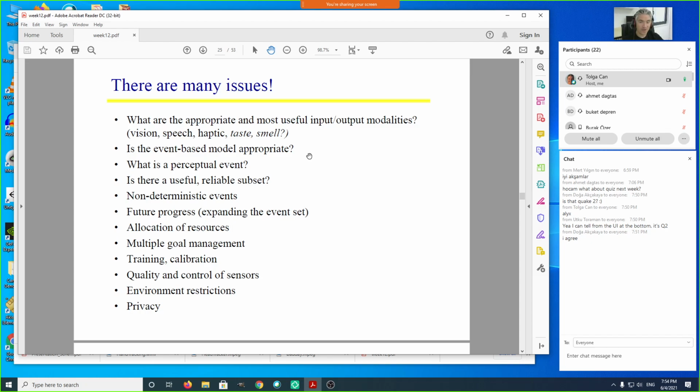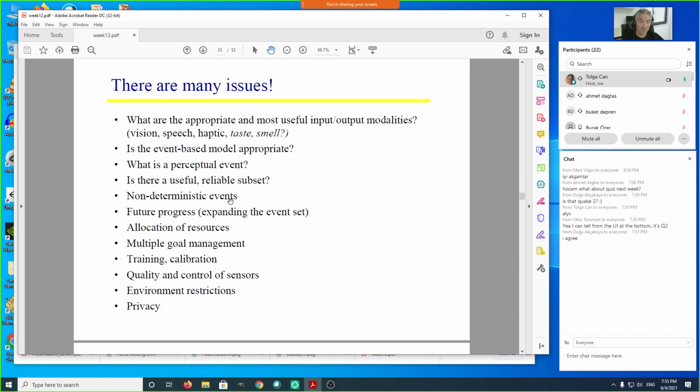Is this appropriate for every type of interaction? What is a perceptual event? A person sitting in a chair, a user raising his or her hand. So is there a useful, reliable subset of events that we can use?